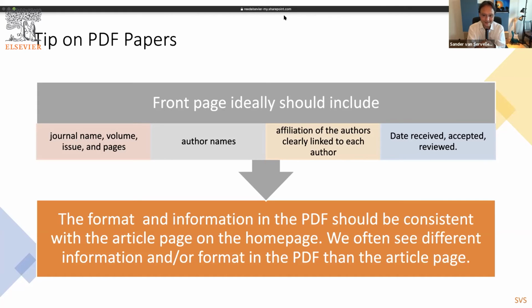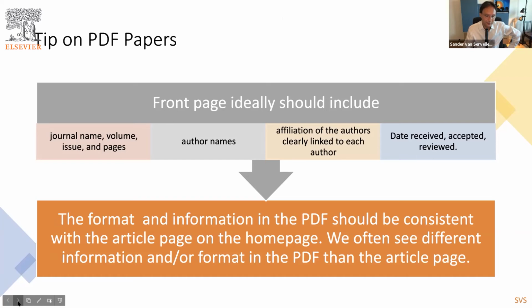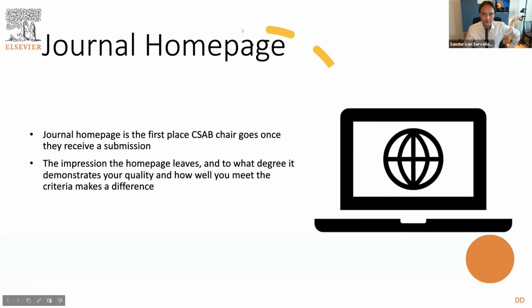So the consistency of the PDF with the information that's on the homepage is important, as well as the quality of that front page when you open the PDF. Sometimes when that's very bad quality, it does not inspire confidence, even if other aspects of the journal are okay. And these are really things which can be overcome with a bit more technical work.